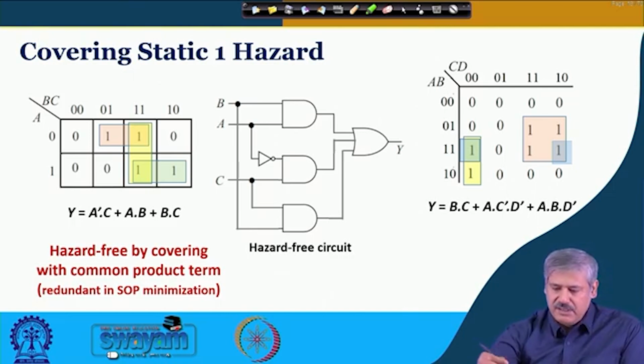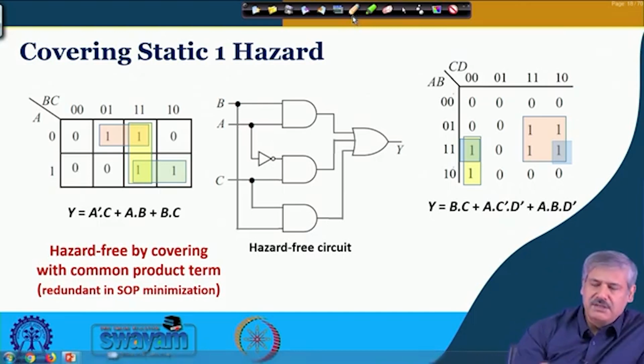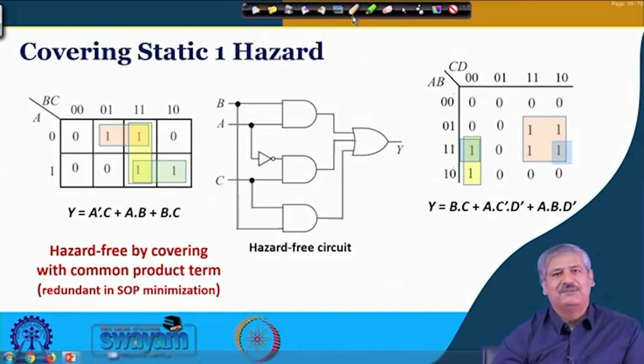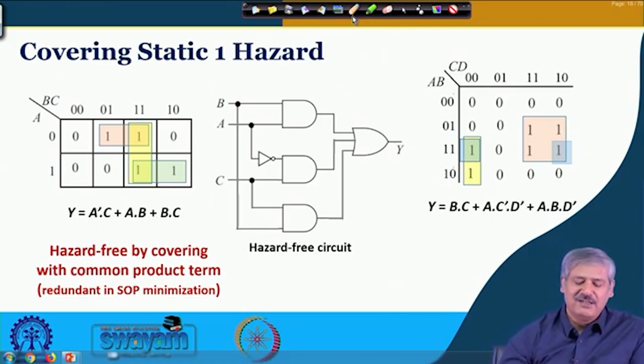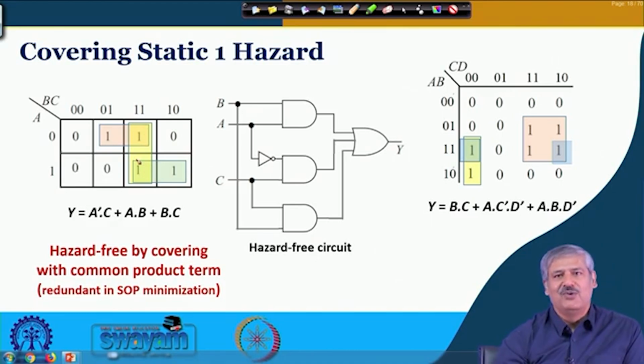So, in the example that we had taken before, during the detection process we have seen that the hazard is caused by the logically adjacent terms not coming under one common product term. That is the cause of it. So, the solution is to have a common product term that covers logically adjacent ones in the output of a function in a Karnaugh map. So, that is the solution.